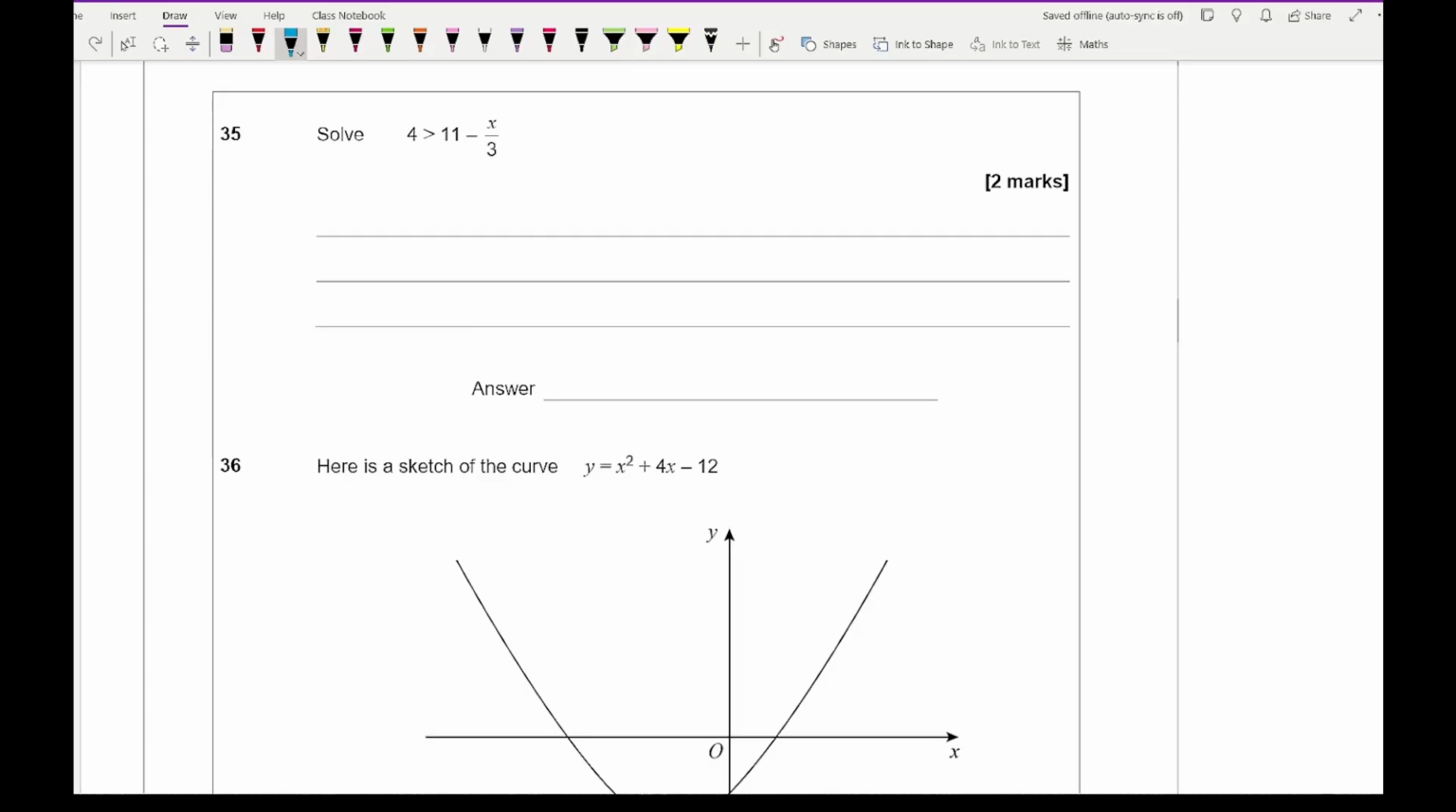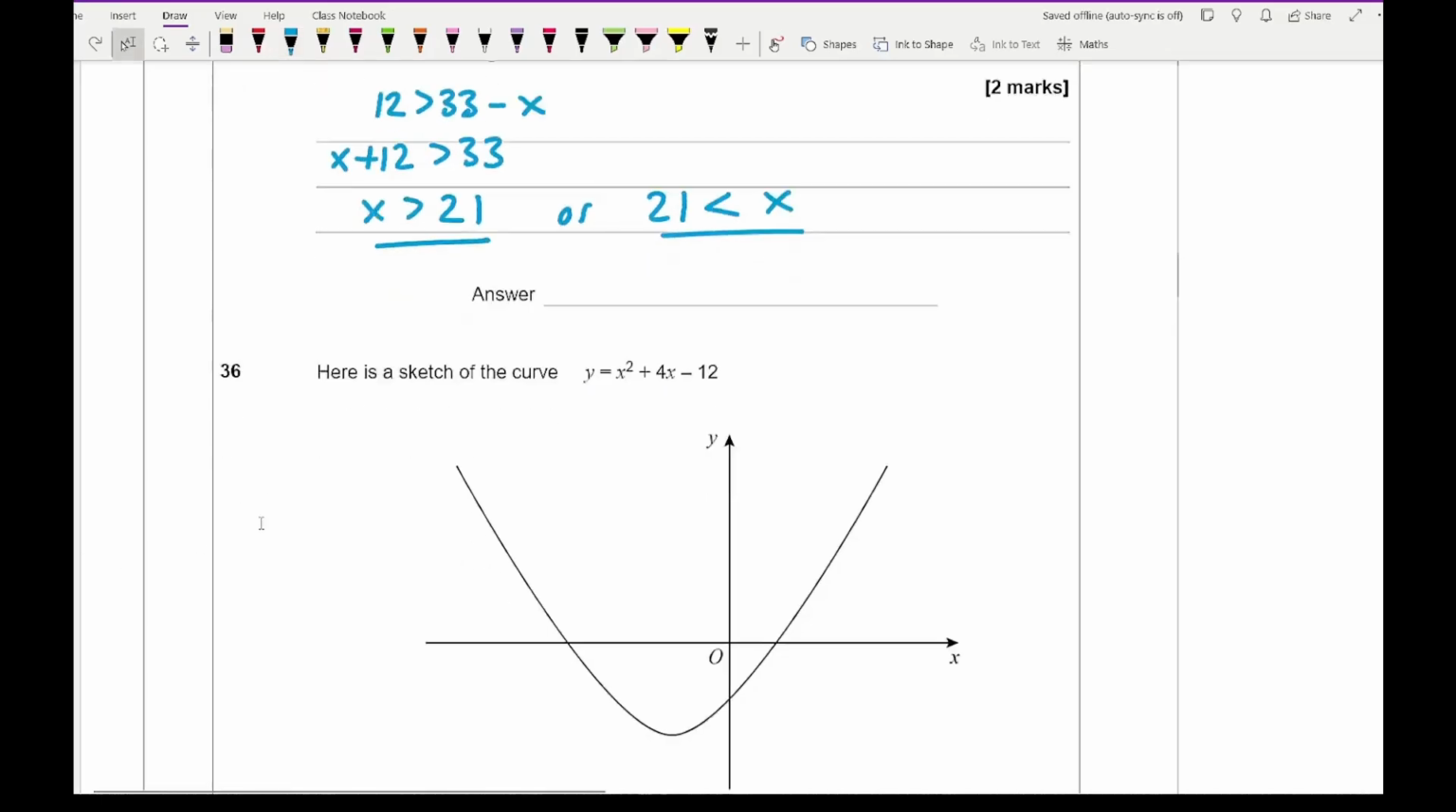So from this, I don't like the fractions, so I'm going to multiply everything by the fraction. So here I end up with 12 equals 33 minus x. Now from this, I'm going to take the x over to the side, so I end up with x plus 12 is less than 33. I can then take the 12 over to the other side, so x is greater than 21, or 21 is less than x.